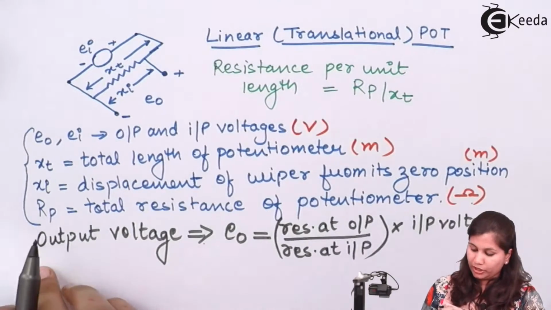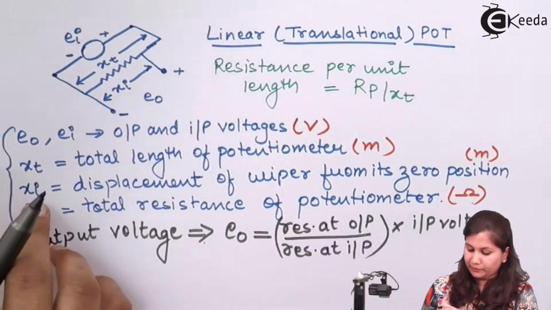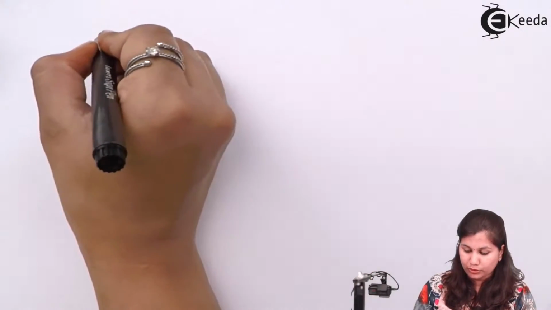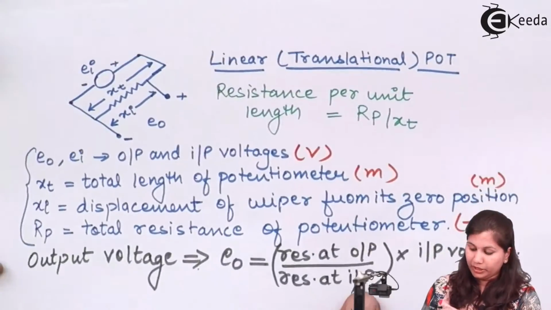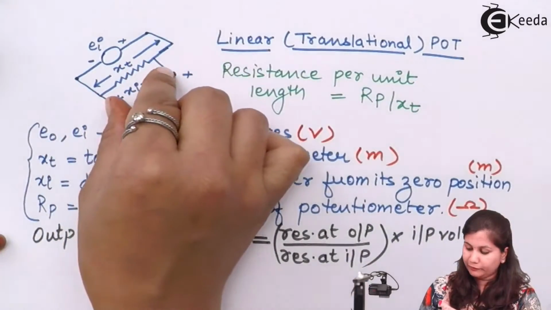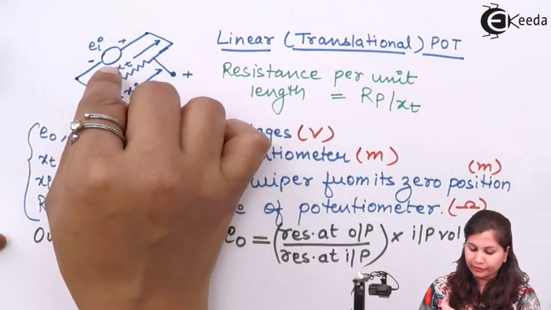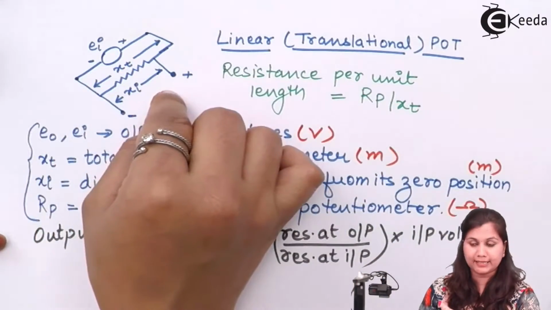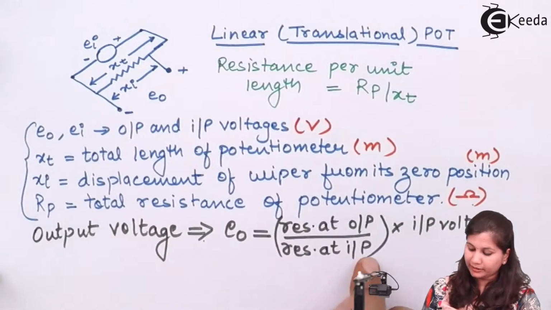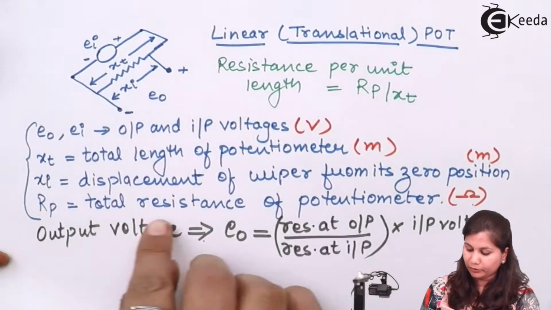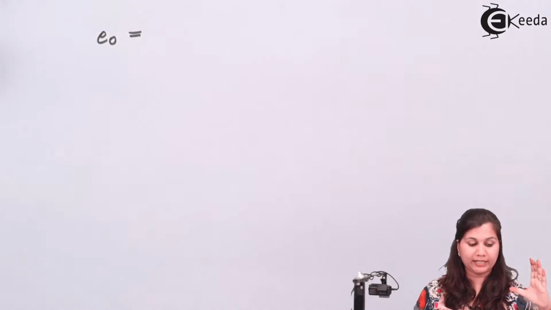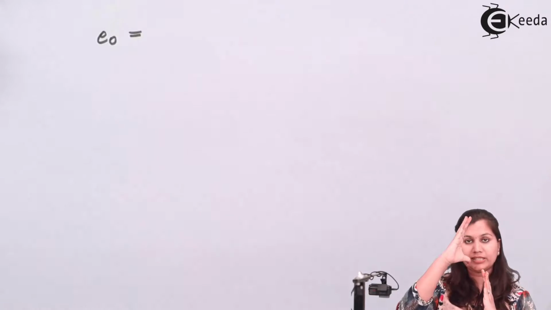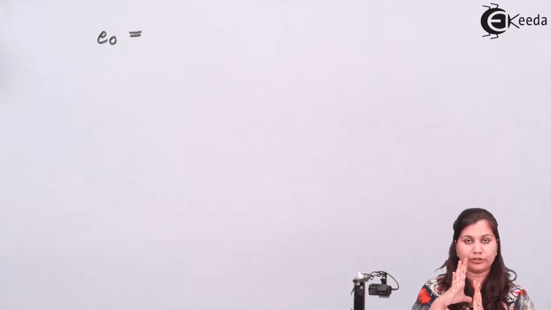So if we put in the values of all the variables, E naught equals the resistance at the output terminal. The resistance at the output terminal will be Rp times the ratio xi by xt, and the resistance at the input terminal is Rp only, that is the total resistance of the potentiometer. Because when we see a potentiometer from the input side, we see the total length of the potentiometer.